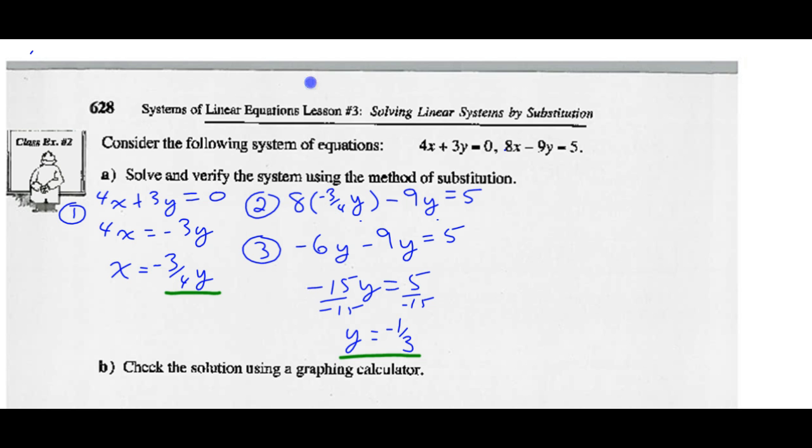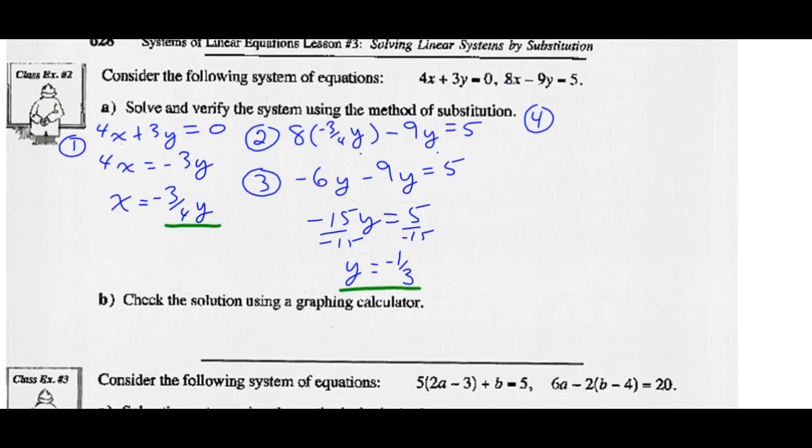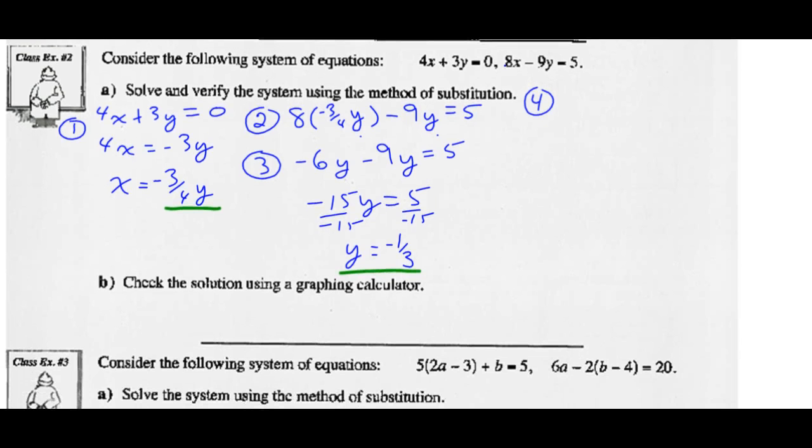Step 4 says we should take this value for y and substitute it back into the other equation and figure out what the other value for x is. So I've got 4x plus 3y is supposed to equal 0. We know y is negative 1/3, so I'm supposed to solve this equation for x. So 4x, positive 3 times negative 1/3 is a minus 1, should equal 0. So I add 1 to both sides and divide by 4. So x is 1/4.